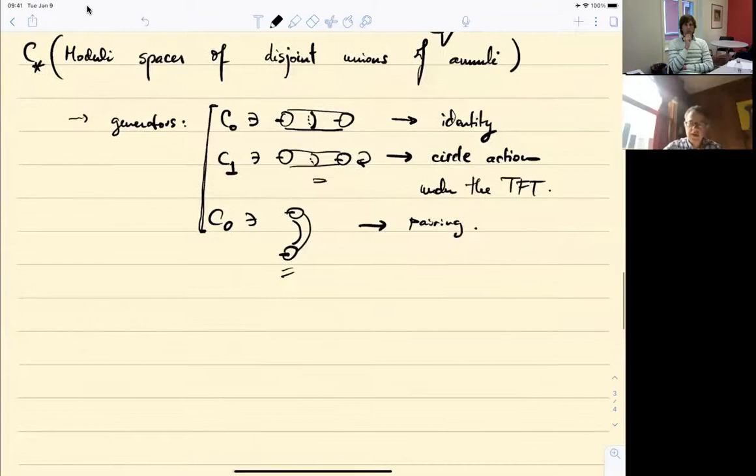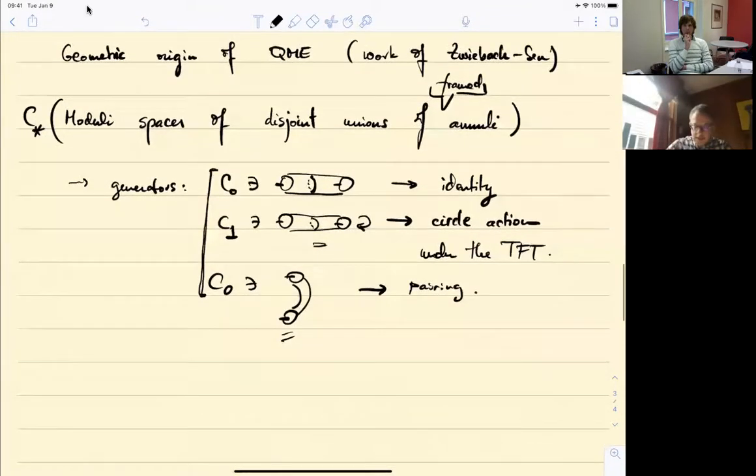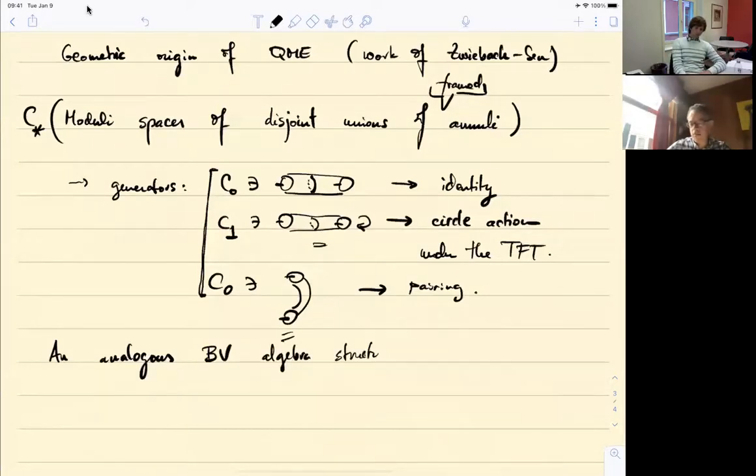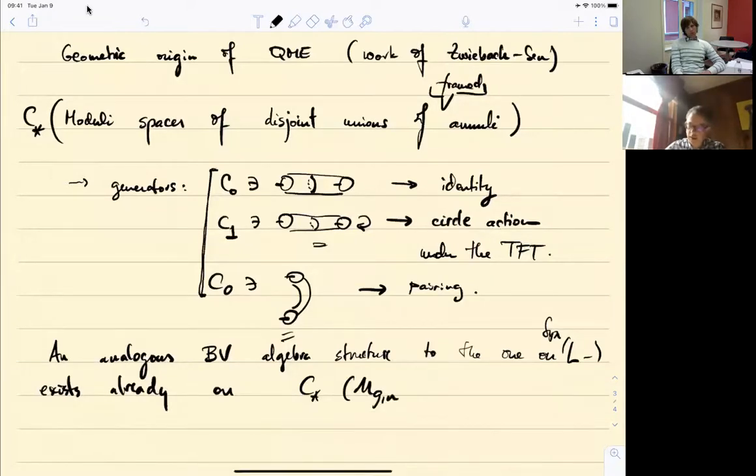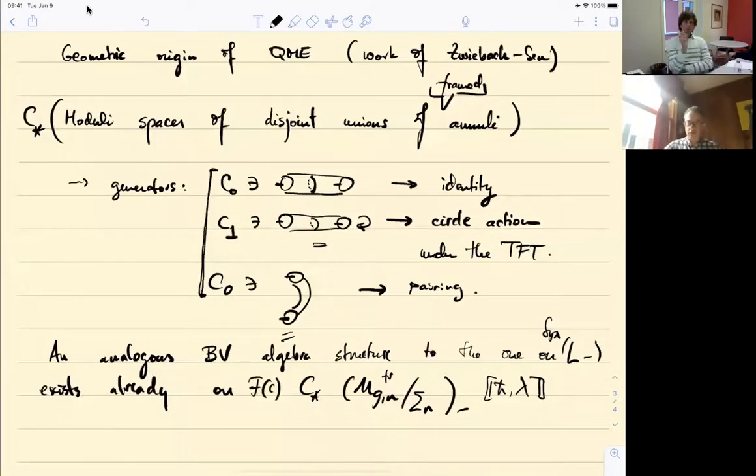Okay, all right. So what Zwiebach and Sen noted is that an analogous construction, an analogous BV algebra structure to the one on L, or whatever, Sym L minus, exists already on chains on M_{g,n}, framed, mod Sigma n, minus, h bar and lambda. This is what I called the Fock space of chains on moduli spaces.